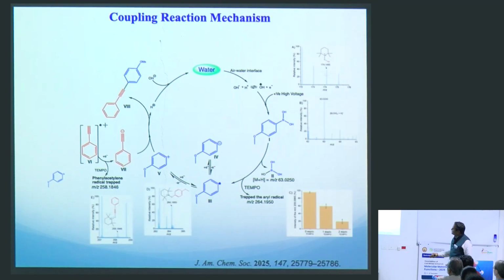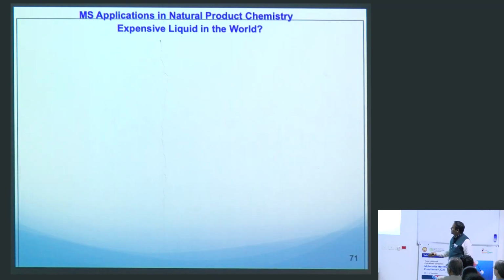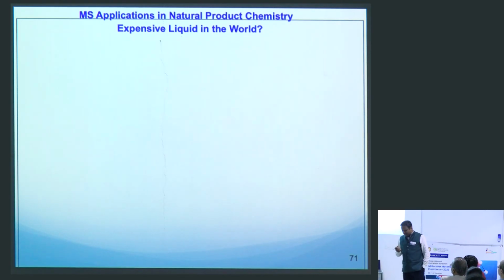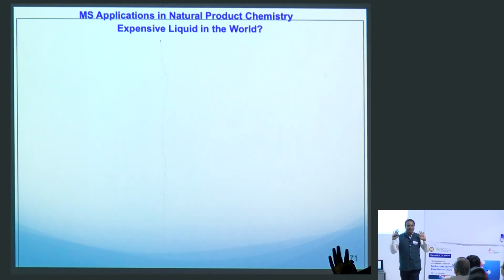All the intermediates have been identified by using the mass spec method. And this is one of the last studies I will show, where by using the microdroplet, one can make drug molecules. Does anyone know which is the most expensive liquid in the world?